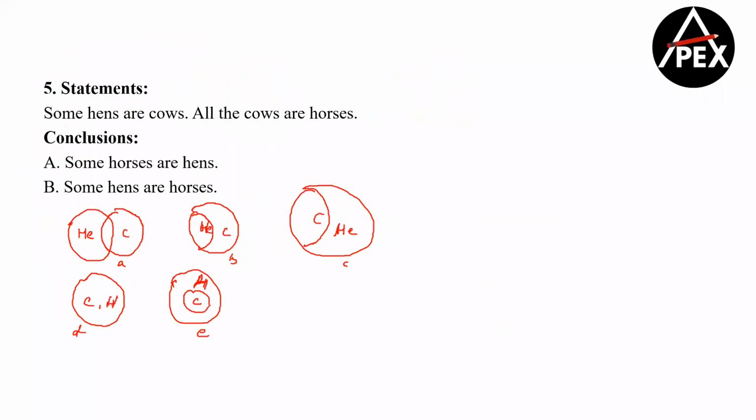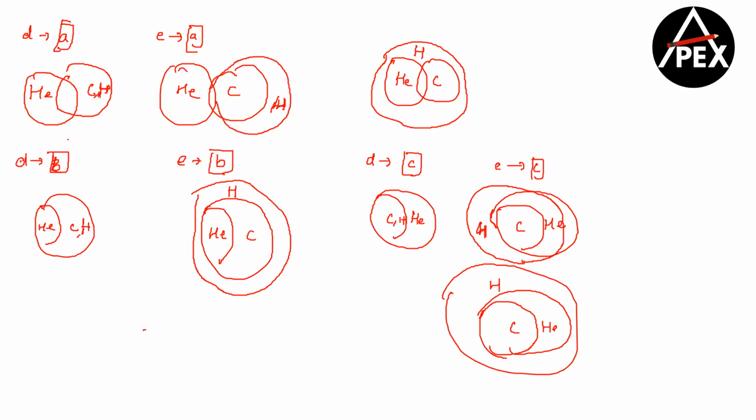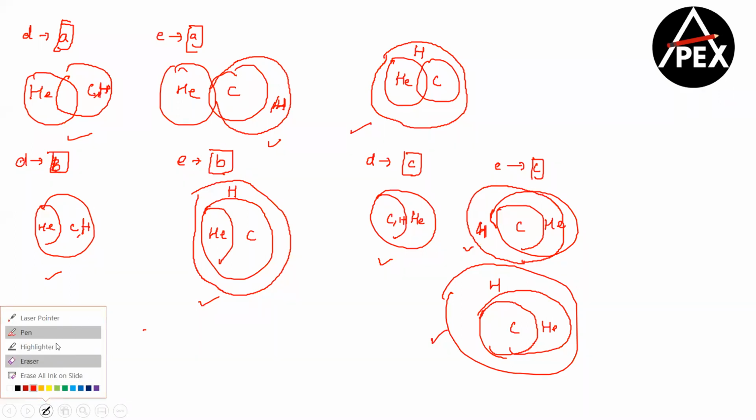Some horses are hens. Yes. Some horses are hens. So the first statement is definitely going to be true.